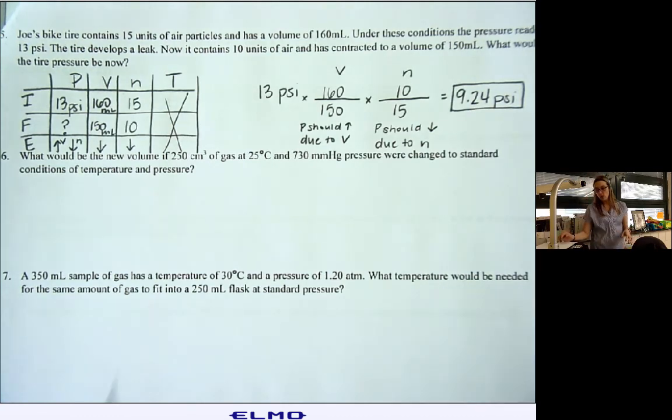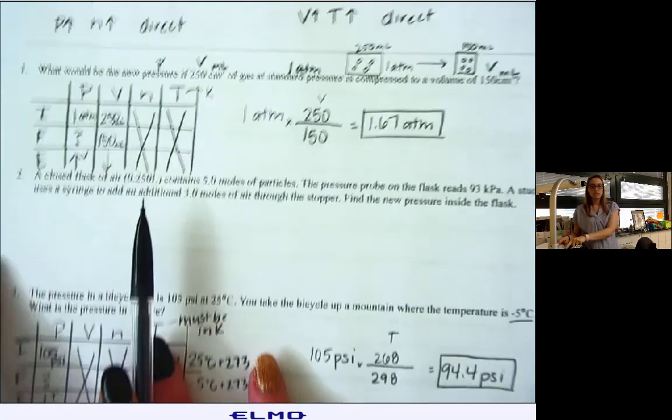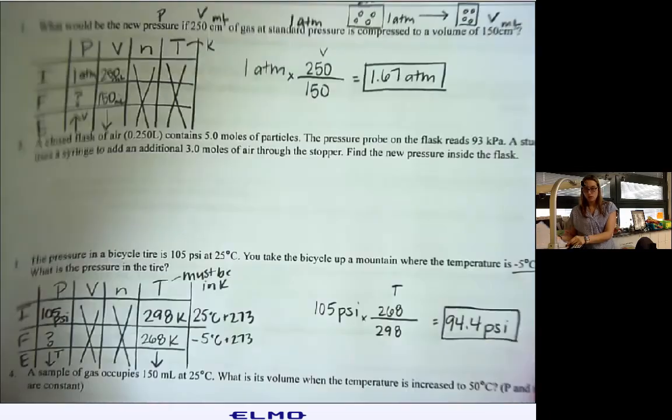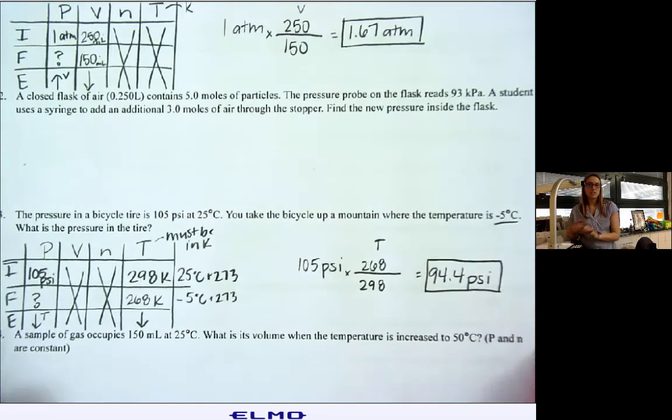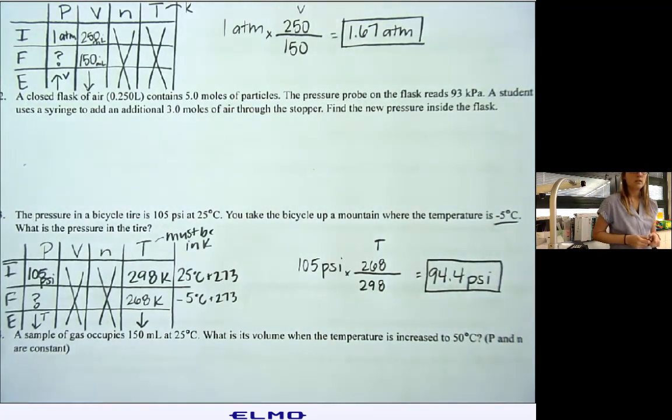So for every single one of these questions, you can set up this PVnT table to see what are the initial conditions, what are the final conditions, and how do they cause the variables to change. So let's flip back, and let's see if you can at least set up the PVnT table for number 2. See if you can read through and set up the PVnT table. Just fill in the initial conditions and the final conditions.